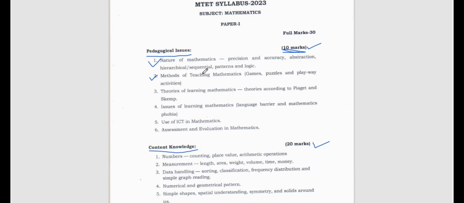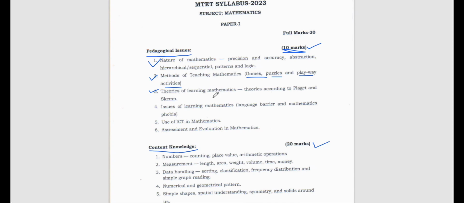We can teach mathematics using games, puzzles and playway methods or activities. All this can help you in the process of teaching and learning. Now let's come to number 3, theories of learning mathematics. There are different types of theories, alright? Theories according to Jean Piaget, who is very famous everywhere.